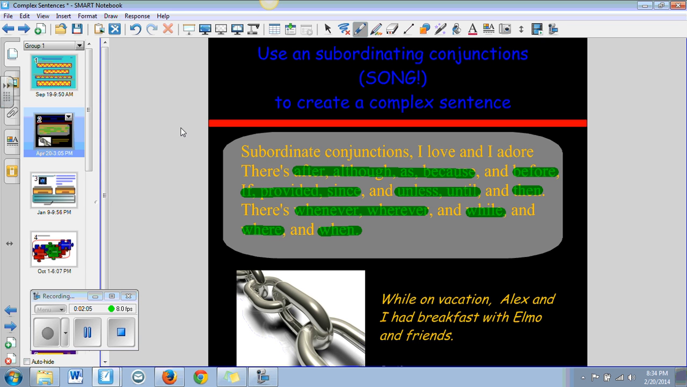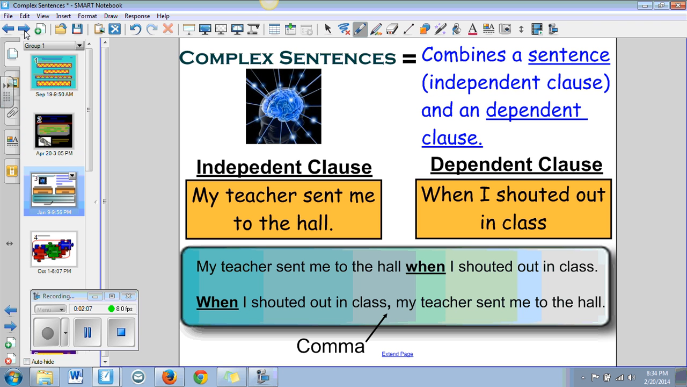So let's go ahead and look at some examples of this. Okay? This slide is going to really review what we've just talked about. A complex sentence combines a sentence, which is an independent clause, and a dependent clause together. Remember, we know independent stands alone, dependent does not stand alone. So looking at the independent clause, it says, my teacher sent me to the hall. I know a clause has a verb and a subject, so let's find it.